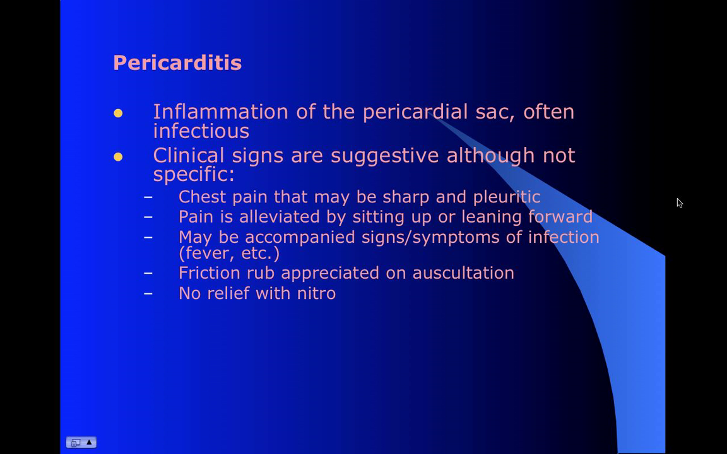Traditionally, pericarditis chest pain is sharp, not dull or crushing, and pleuritic, so when you breathe it gets worse. It's alleviated when you sit up instead of lying down or even lean forward because it takes pressure off the heart. There may be signs of infection, so fever and that sort of thing. If you can appreciate it, there is often a friction rub over the heart, and not really something that improves with nitro or otherwise has those signs of ischemic cause, so not severely worsened with exertion or that sort of thing.